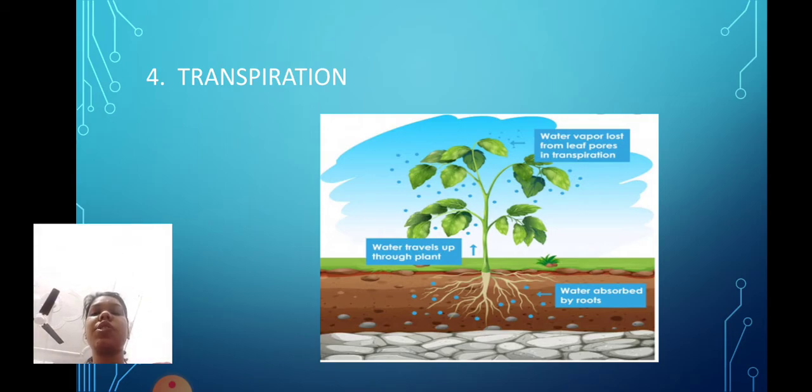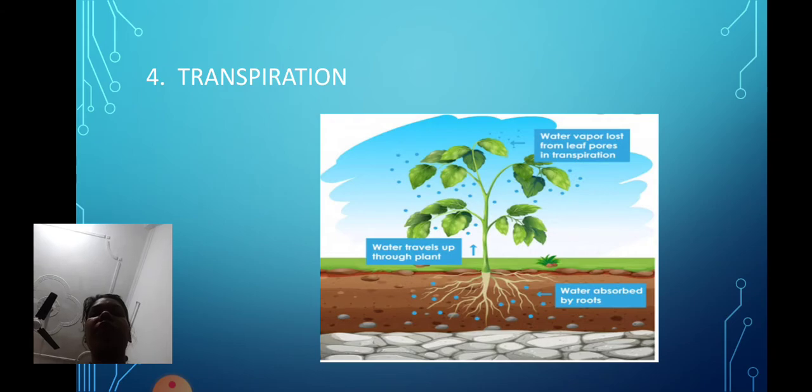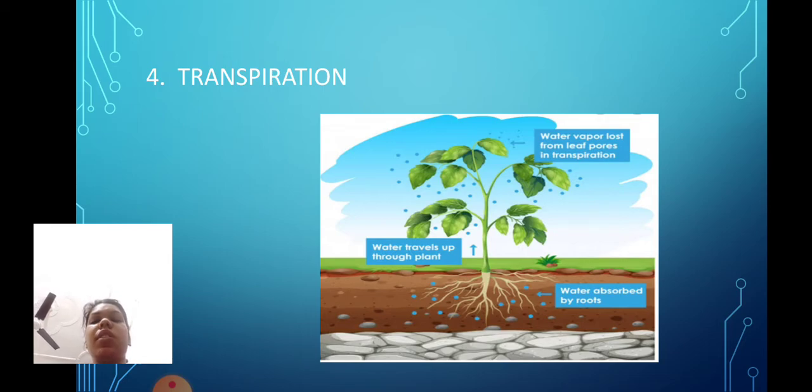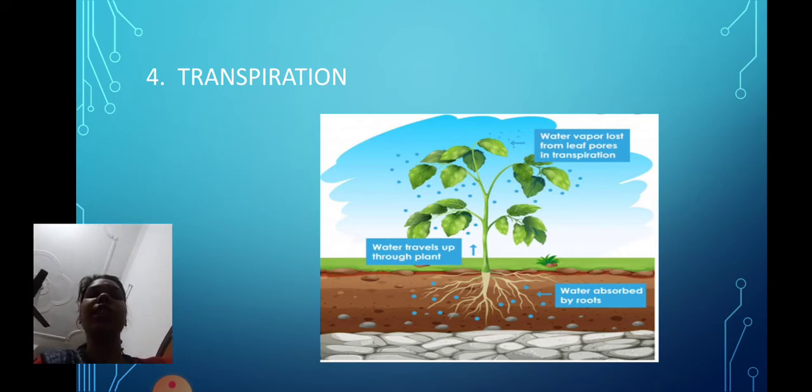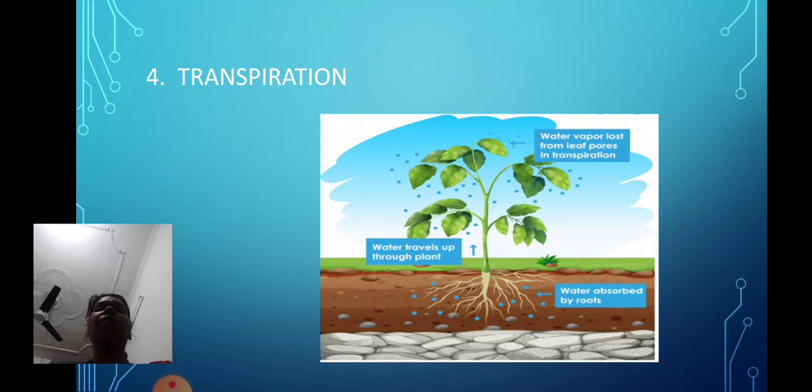What is transpiration? The process of evaporation of water through the stomata present on the surface of the leaves is called transpiration. The continuous evaporation of water from the leaves produces an upward pull called a suction force. This force pulls the water from the roots upward towards the stem, branches, and finally to the leaves.